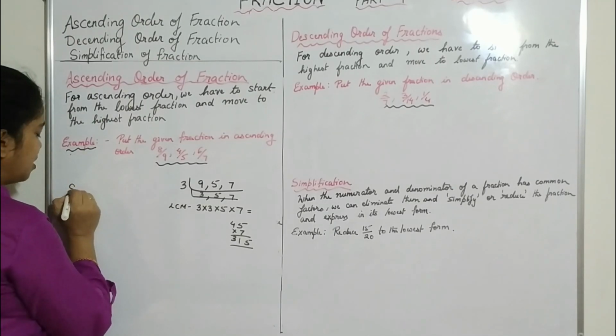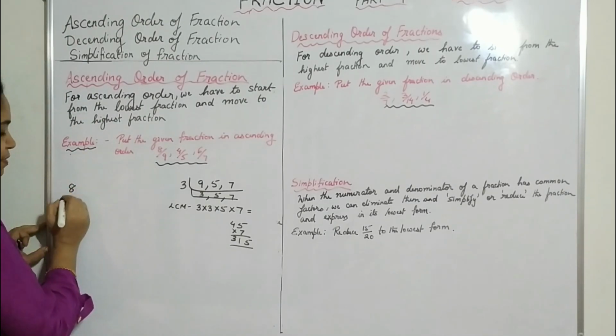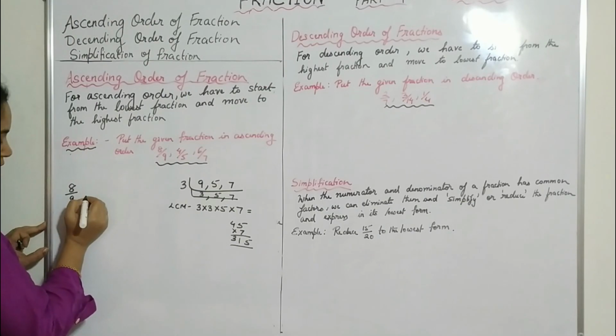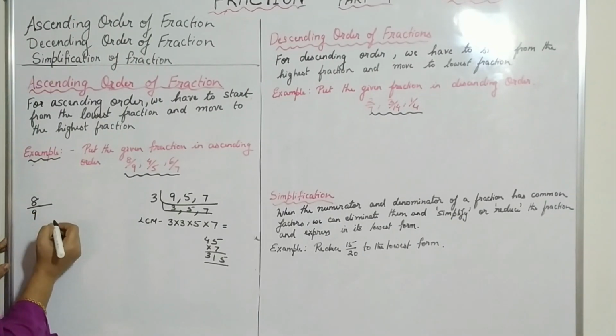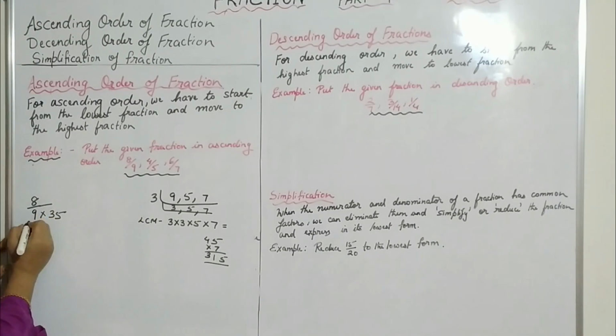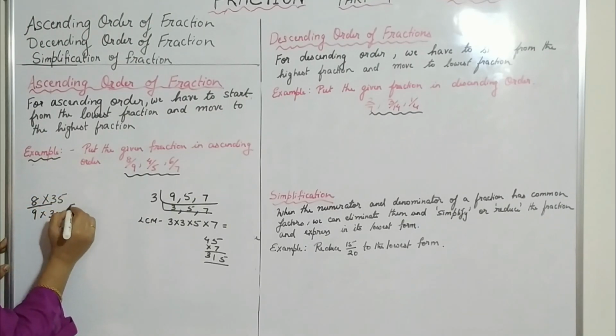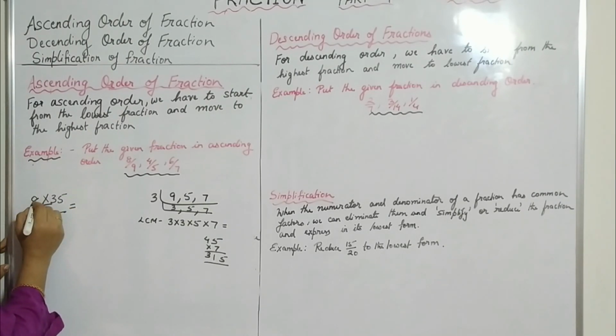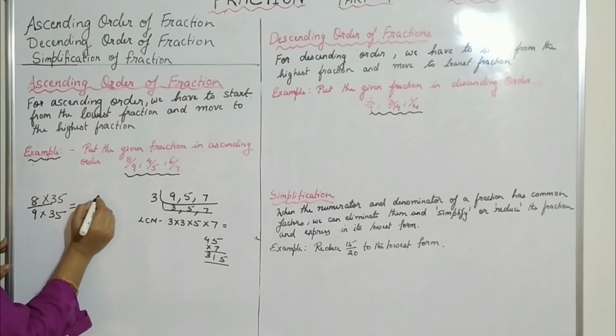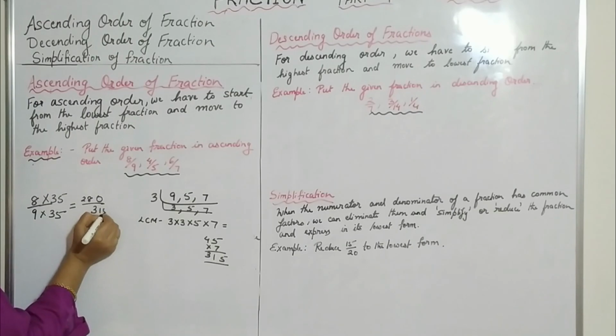We have to convert the first fraction, that is 8 by 9. 315 divided by 9 is 35. So you will multiply the denominator 9 by 35, and in the same way the numerator should also be multiplied by 35. So 8 fives are 40, 8 threes are 24, 280, and the denominator will be 315.